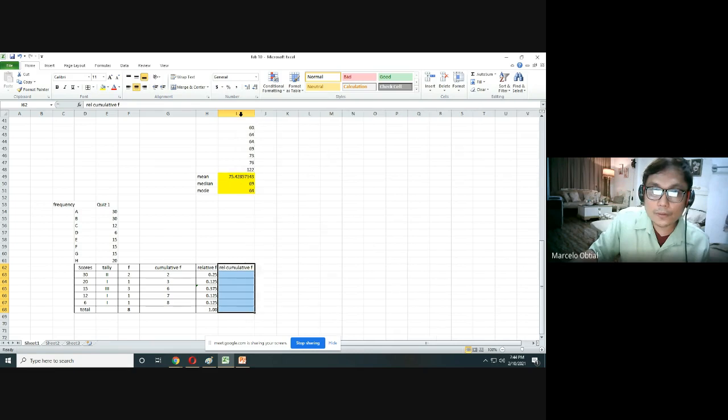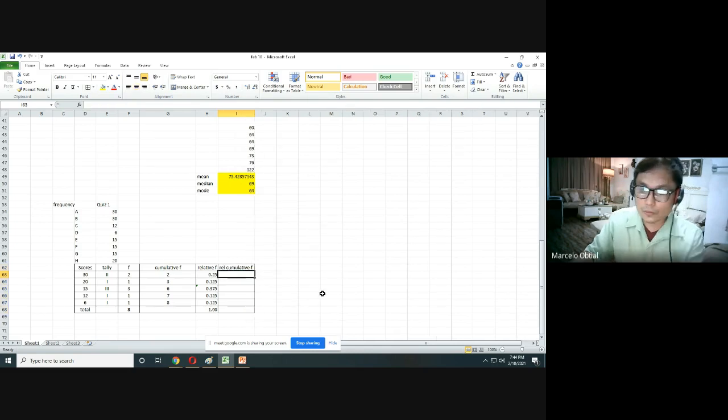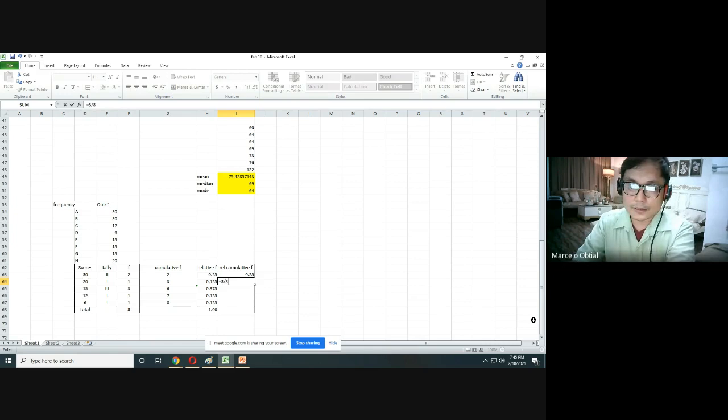So, cumulative frequency in relation to total. So, 2, divide natin sa 8. We've got to put an equal sign, no? Okay. Then 3, tingin tayo sa relative frequency class, no? Dito. Then divide natin sa 8.